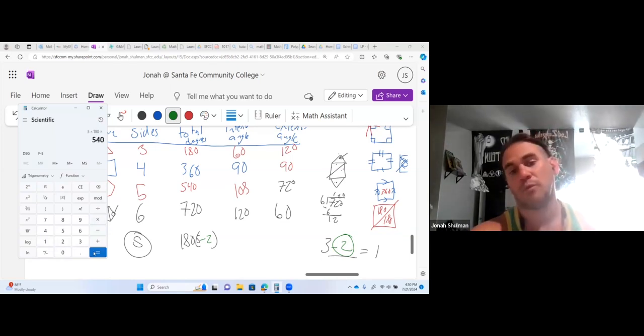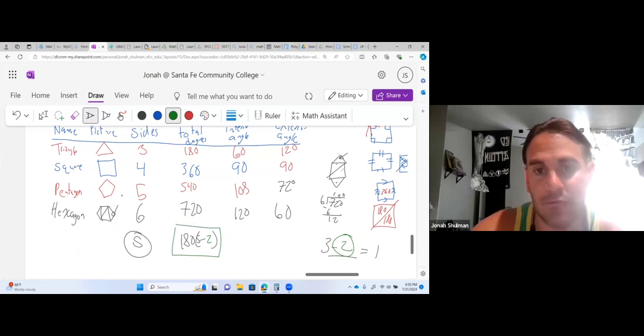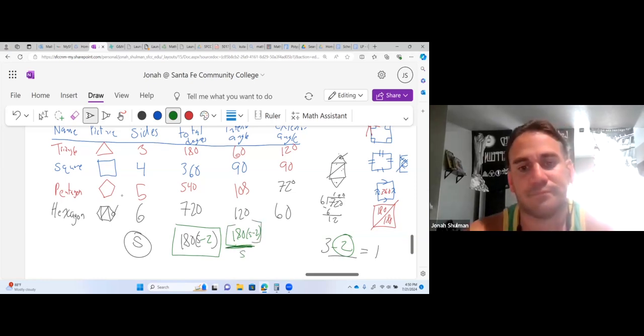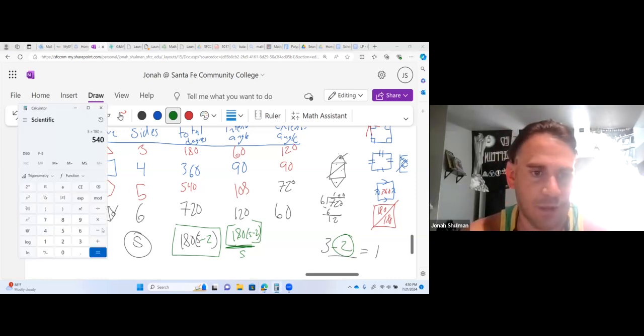540. It'll work no matter what. So this is the formula for total degrees. Now, if they want the angle, we just take what we got, and what did we do to it? We take this whole thing, I'll put a bracket around it, and we divide it by how many sides we got? 180 times S minus 2 divided by S. 540 divided by 5. 108.